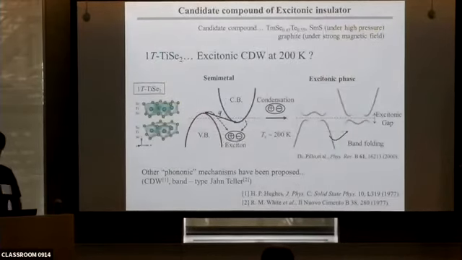In the case of titanium diselenide, there exists a finite Q vector due to the semimetal. The transition from semimetal to insulator has a superstructure, and the system undergoes band folding. This transition was described not only by an excitonic state transition, but also by a CDW or Jahn-Teller effect.